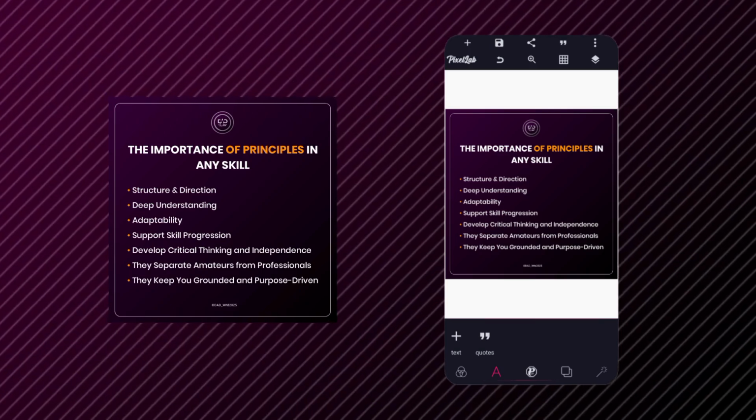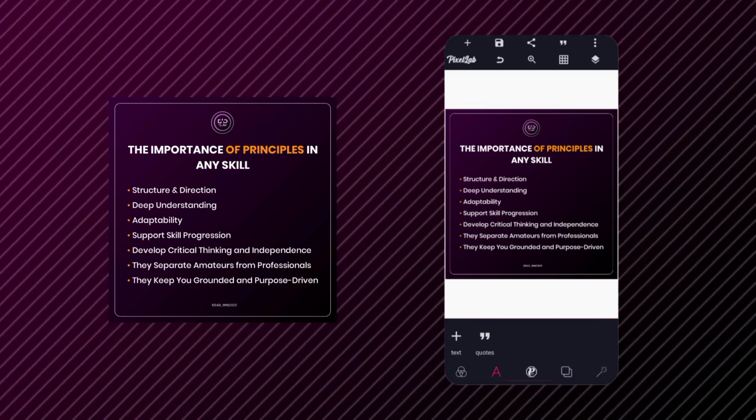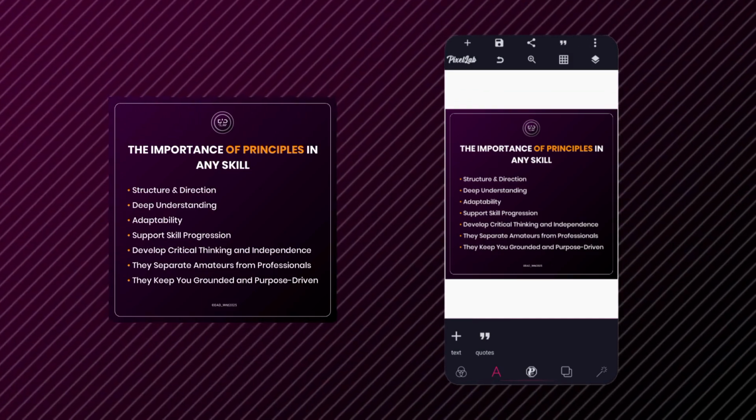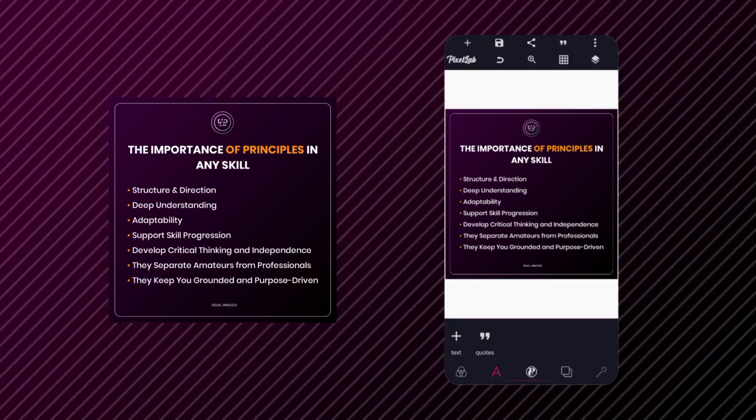Number 5, we have developed critical thinking and independence. When you know the core principles, you don't rely on step-by-step tutorials forever. You can easily analyze, criticize, and refine your own work and others' at your own pace.